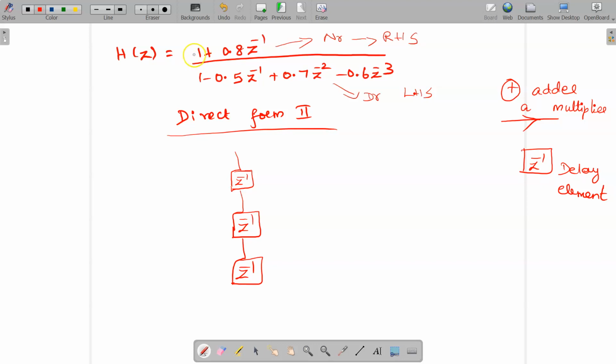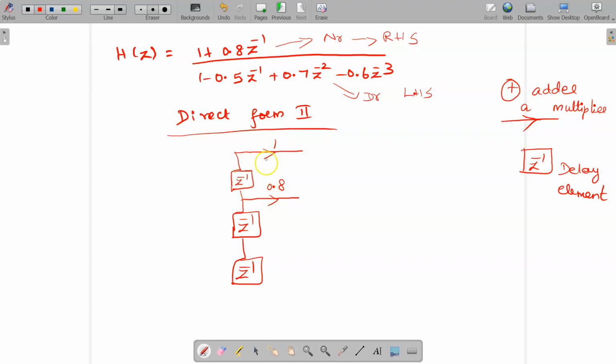In the numerator term, the first element is 1, so there is no delay element. The first line will be a line with a multiplier, and here the constant value is 1. So put 1. And what about your second element? 0.8 z^-1. After z^-1 I have to put one line, and the multiplication constant is 0.8. So after z^-1 I am going to draw a line with 0.8.